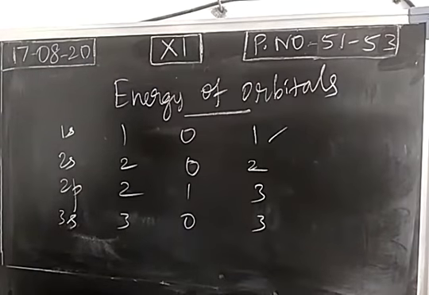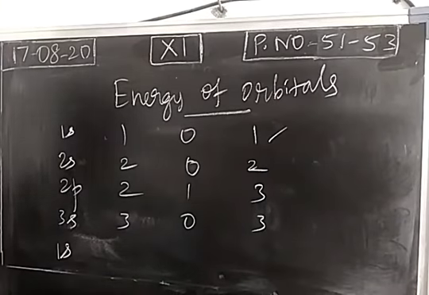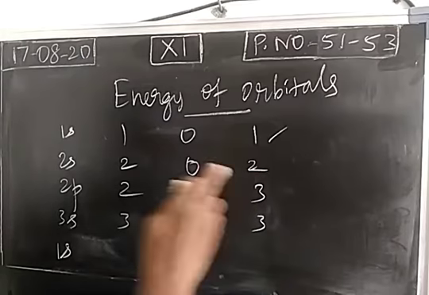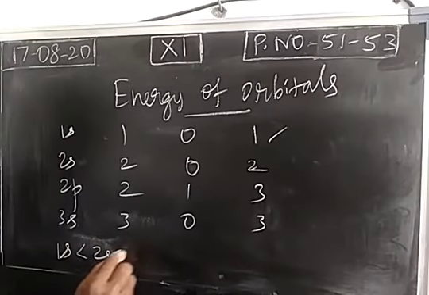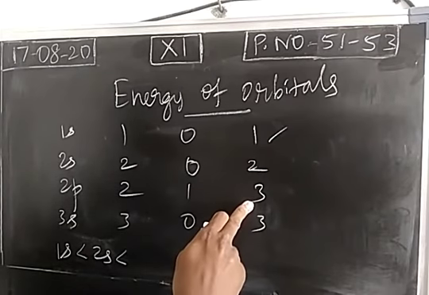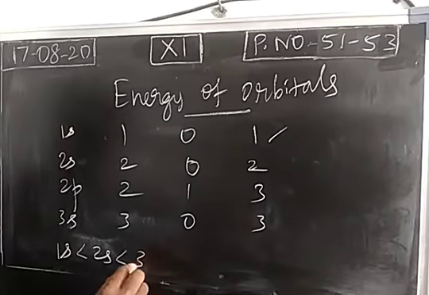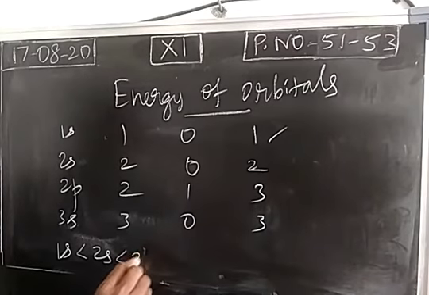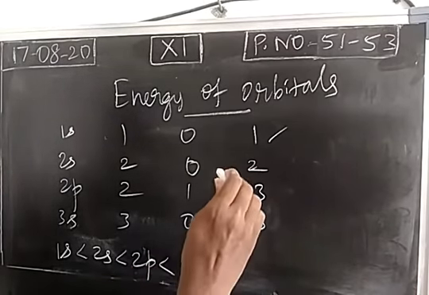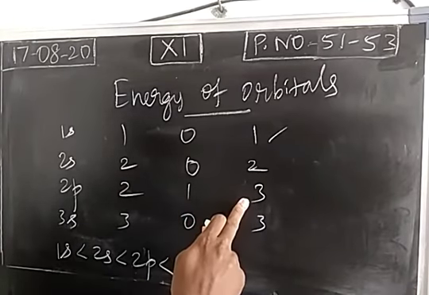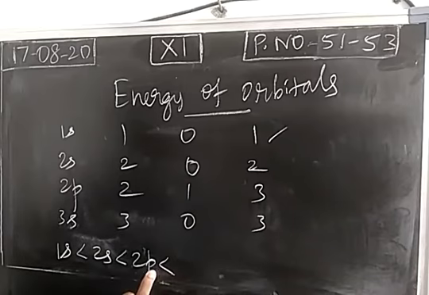The n plus l value is lowest for 1s. So this is the orbital with the least energy, 1s. Then the n plus l value will be higher for 2s. So the 2s orbital has more energy. Comparing 2s, the 2p orbital has more n plus l value, so it has more energy.